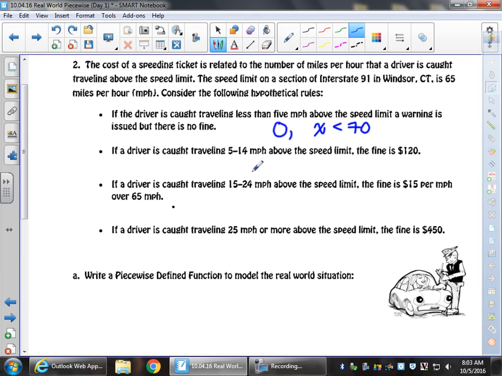If a driver is caught traveling 5 to 14 miles per hour over the limit, the fine is 120. Is this going to have a rate, or is it constant? Constant again, so 120 when your speed is between what and what? 5 and 14. Do I have equality on here? Yes and yes.